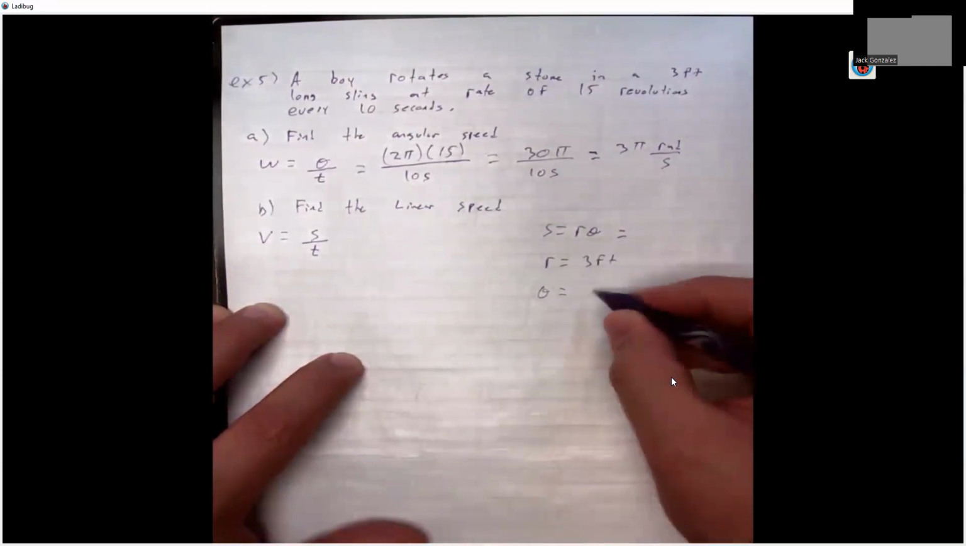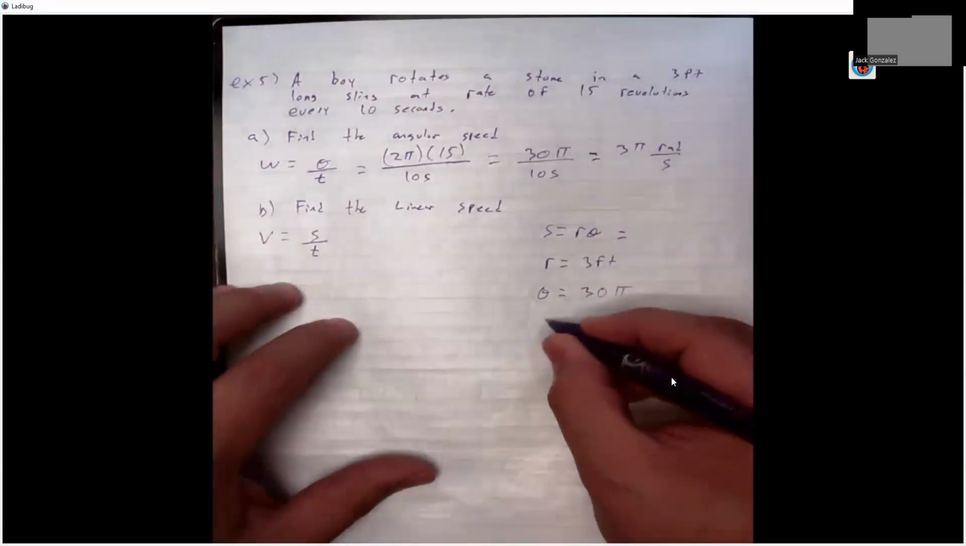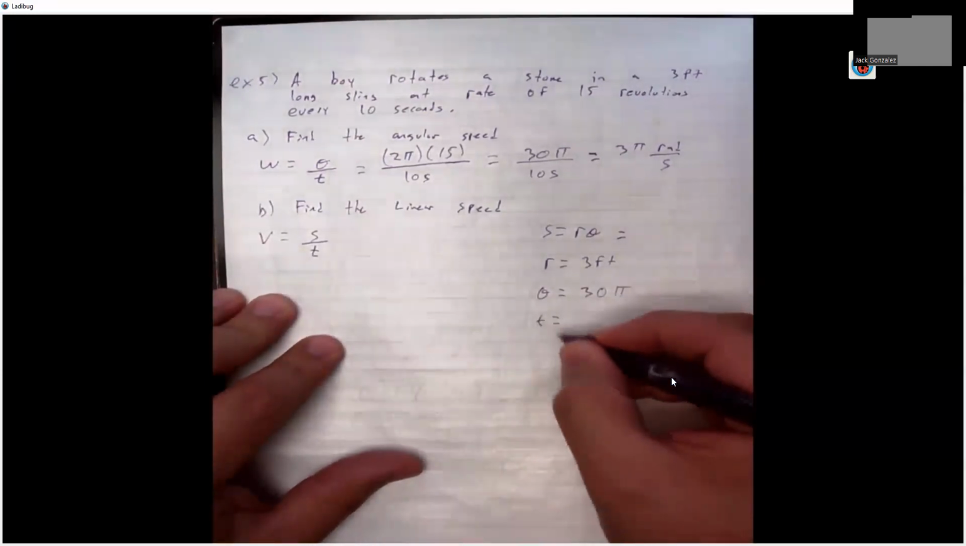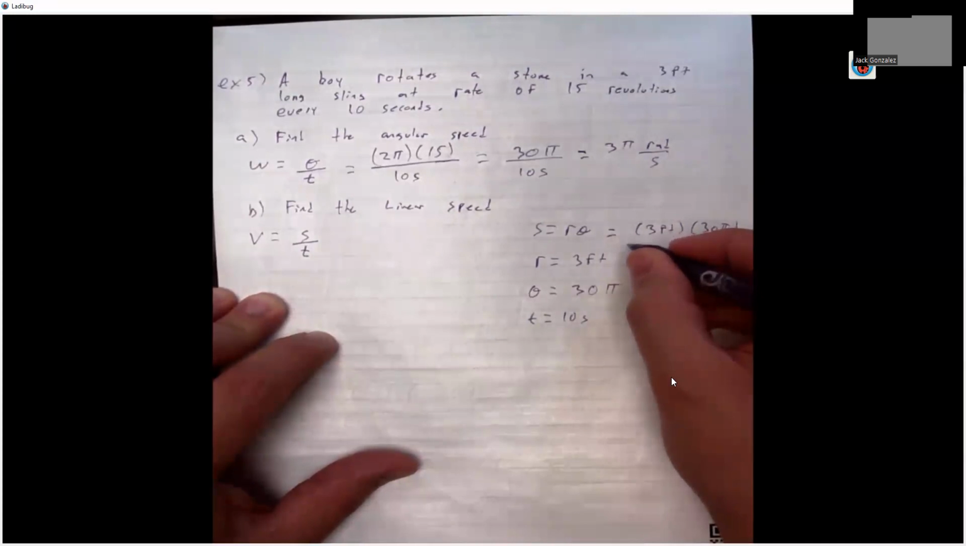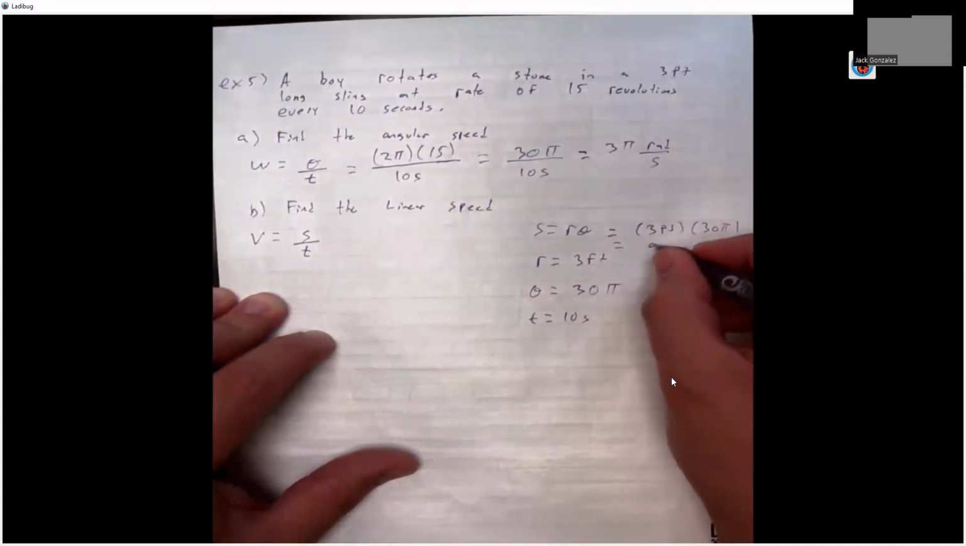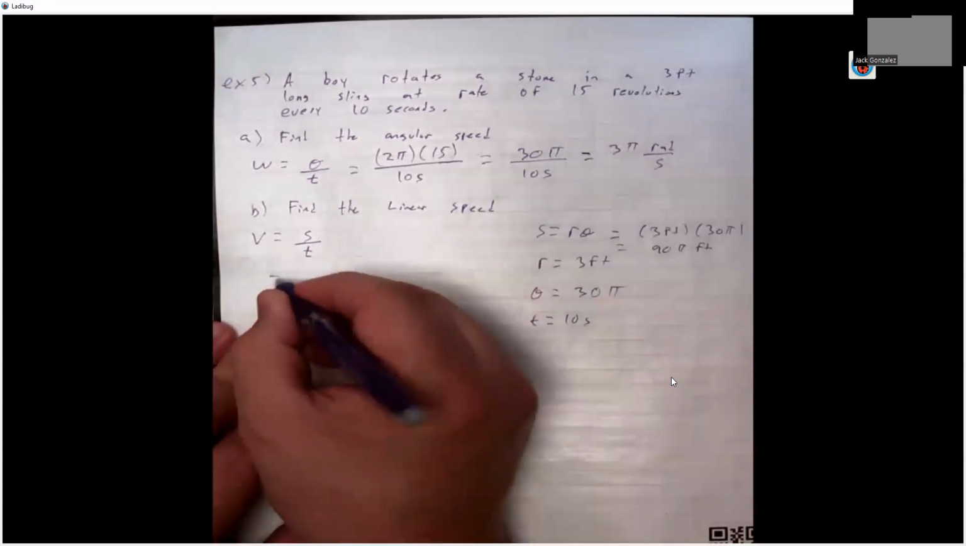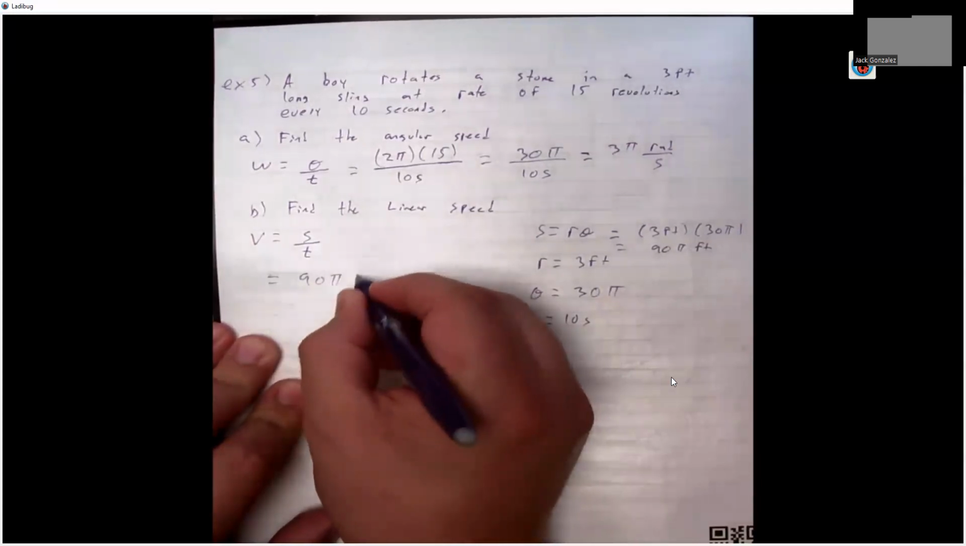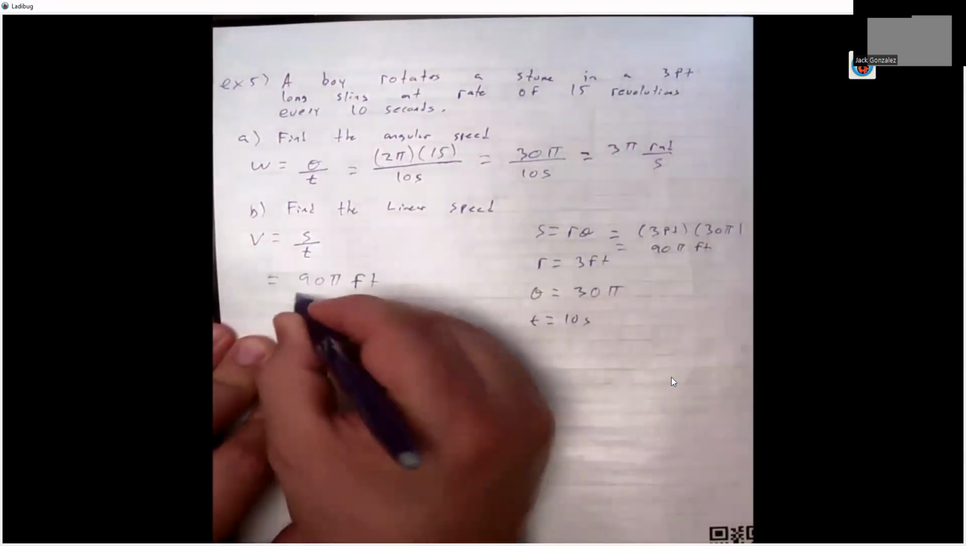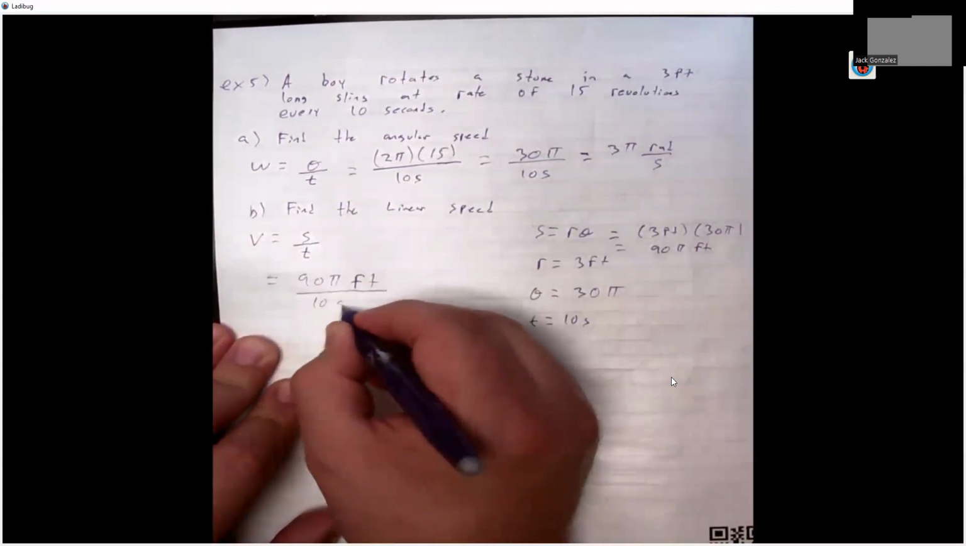Theta is technically this, right? Time. Oh, we don't need time, but I'll write it down anyway. 10 seconds. So this would be 3 feet times 30 pi. That will be 90 pi feet. So 90 pi feet over 10 seconds.